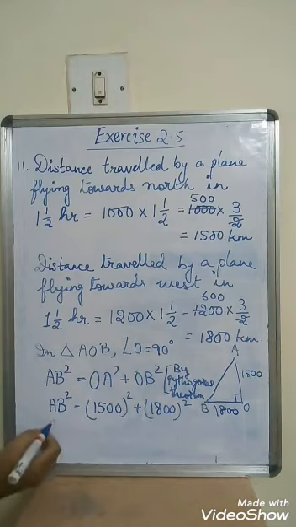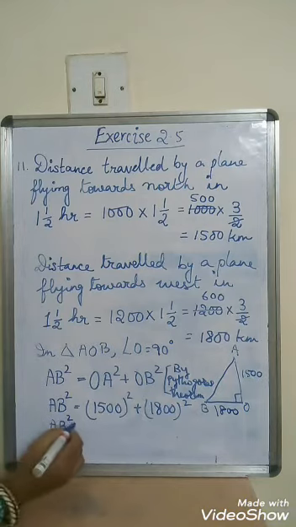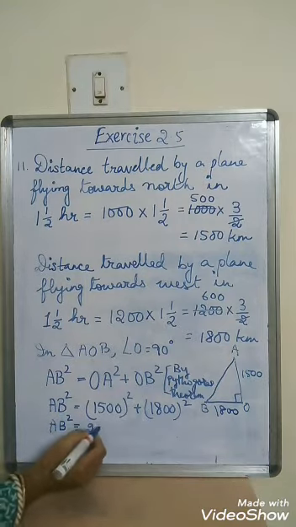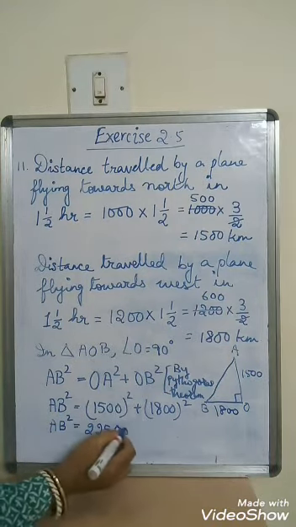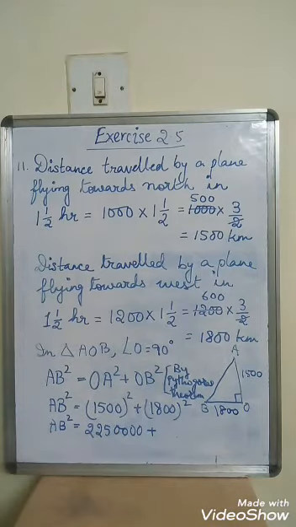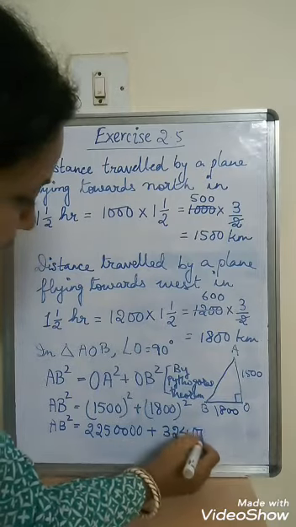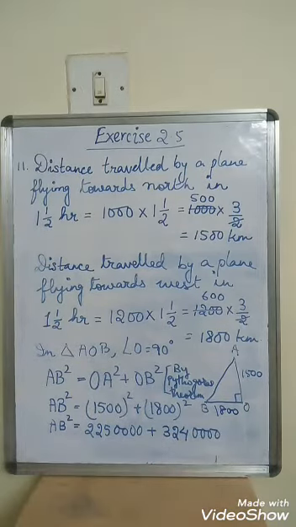So now what are we going to do here? AB square, so 1500 square will be how much? 15 into 15 is 225. How many zeros? 4 zeros. Plus 1800 square will be 324 and 4 zeros, right? So now see, we have got here 225 and 4 zeros and 324 and 4 zeros, right?